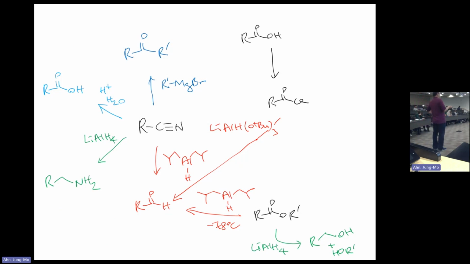That thing I already told you, you can make that from the carboxylic acid using thionyl chloride. If you're wondering where the carboxylic acid can come from, that can come from alcohol if you want to. There's a variety of ways you can make carboxylic acid.